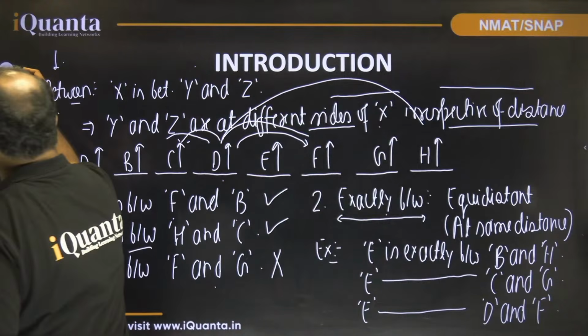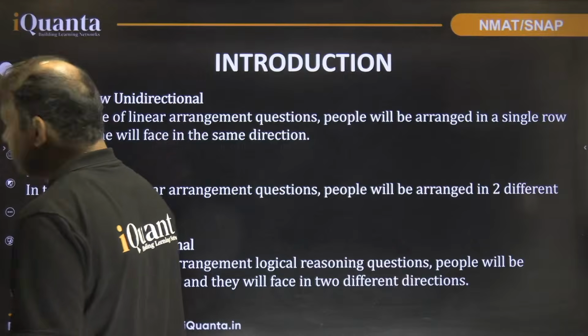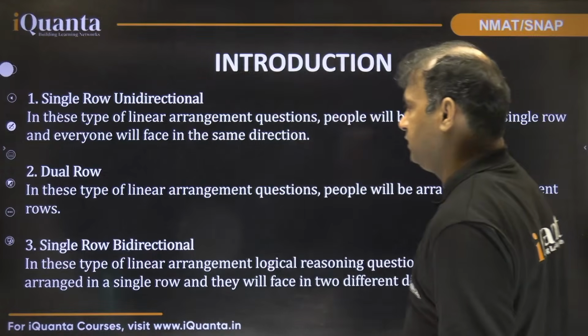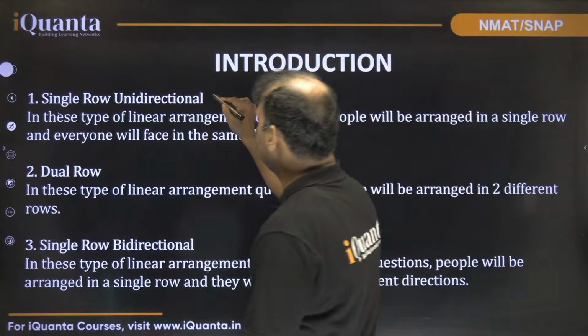Obviously we'll start first with the easy sets, guys. I'm changing the slide. Okay, now let me tell you what kind of questions can be there, right? So there are three types of linear arrangement. Number one is single row unidirectional.